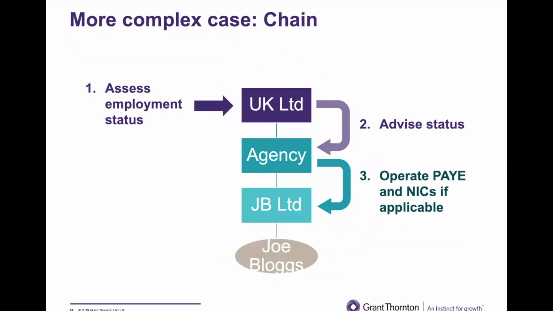So what happens if the arrangement is more complex? So for example, there is an agency between the PSC, JB Limited, and the end user, UK Limited. In this case, the roles of assessing status and the fee payer are split. The end user, UK Limited, is still required to assess the status of the worker in respect of that engagement. It then passes its status determination to the worker and the agency. The agency then becomes the fee payer and has to withhold income tax and employee NIC from the payment made to the PSC JB Limited. If there's another agency in between Agency 1 and JB Limited, then the status determination is passed to the second agency and that agency becomes the fee payer.